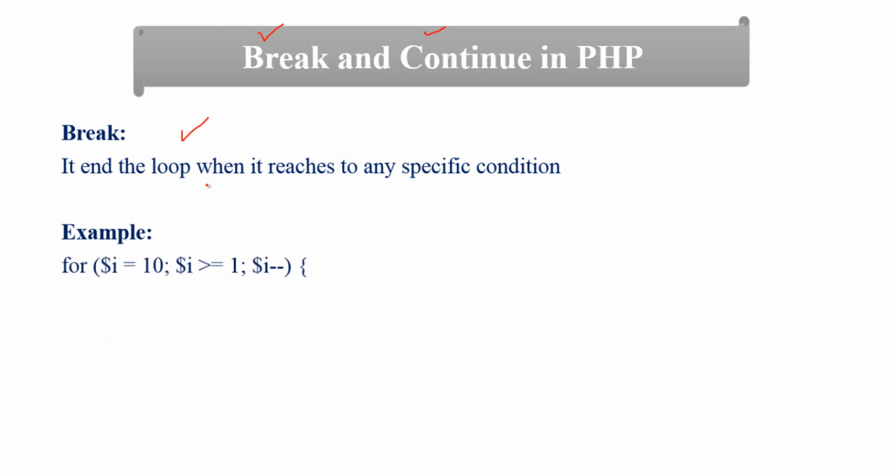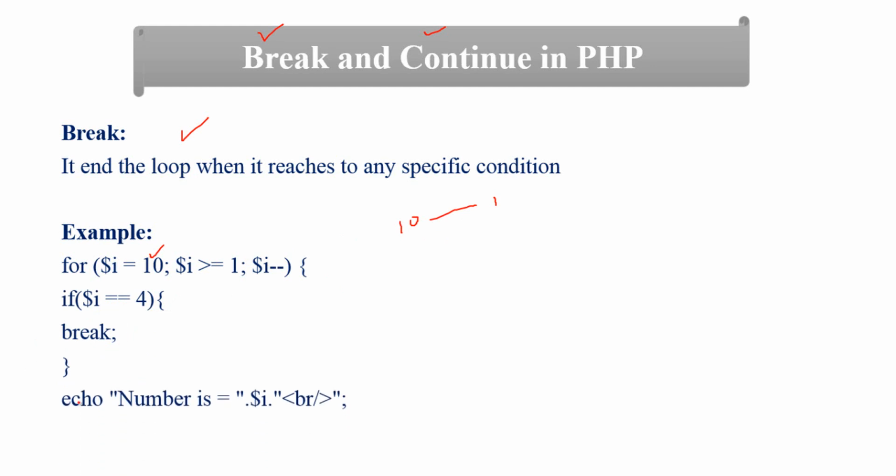For example, I used a for loop. The initial number is 10 for the variable I, I will be greater than or equal to 1, and a decrement operator. It means that it will generate numbers from 10 to 1. But in the body of the loop, I provided a condition: if I is equal to 4, then you have to break. And in curly braces, the number is I, the current number of the loop.